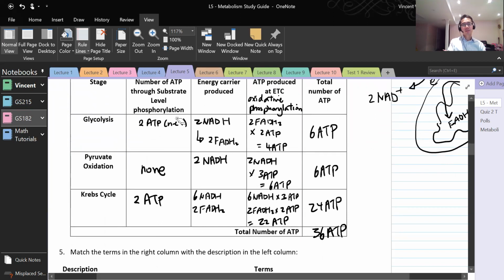Okay, and you can see here, right? Only 4 of them are produced through substrate level phosphorylation, right? So if you take a calculator and you do 4 divided by 36, that's approximately 11.11%, right? That's what I said earlier. Only a small percentage of ATPs are produced through substrate level phosphorylation.